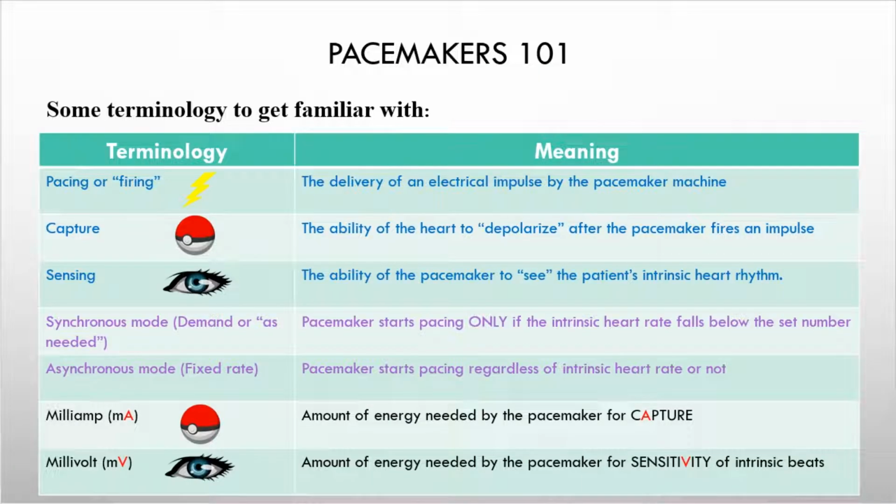So some of the terminology for pacemakers include pacing, capturing, and sensing. Pacing, or firing, is just the pacemaker delivering an electrical impulse. Capture means that once the pacemaker has delivered that electrical impulse, the atria or the ventricle should contract, also known as they should depolarize. Sensing is just the pacemaker's ability to see the patient's intrinsic heart rhythm, either the atria or the ventricles or both, depending on which mode of pacemaker we use, and is intended for the pacemaker to not fire when it's not intended to, and to fire when it's supposed to.